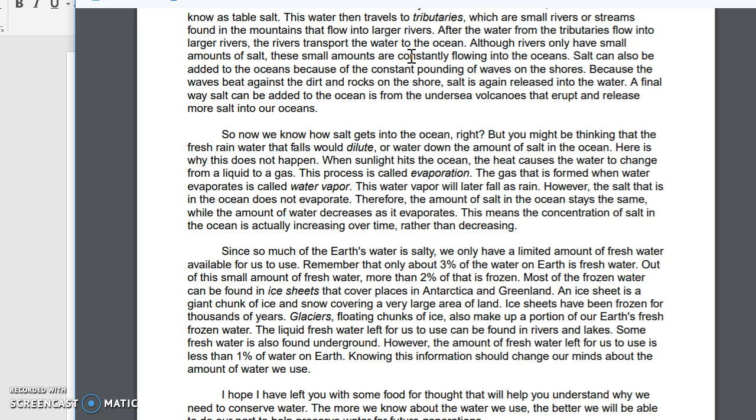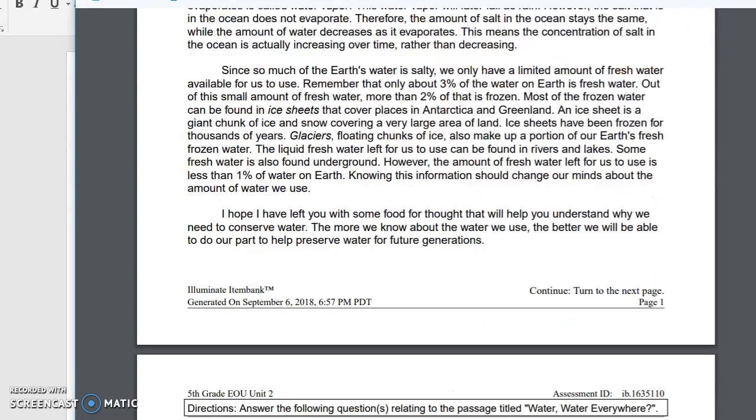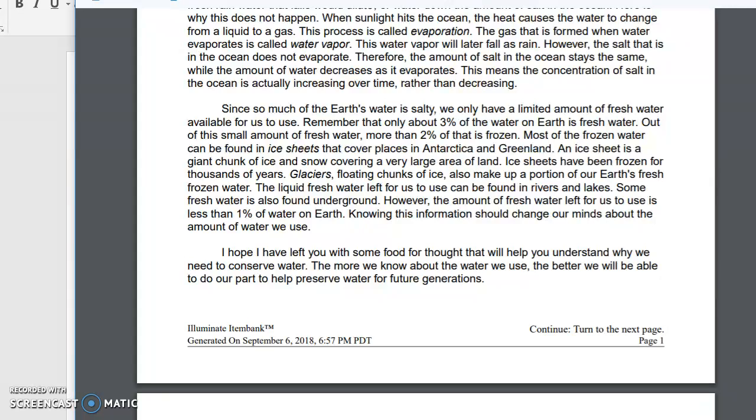All right, so we're going to proceed to the 4th paragraph. Since so much of Earth's water is salty, we only have a limited amount of fresh water available for us to use. Remember that only 3% of the water on Earth is fresh water. And out of this small amount of fresh water, more than 2% of that is frozen. Y'all, that's crazy, isn't it? So that leaves us with what? That leaves us with 1%, right?